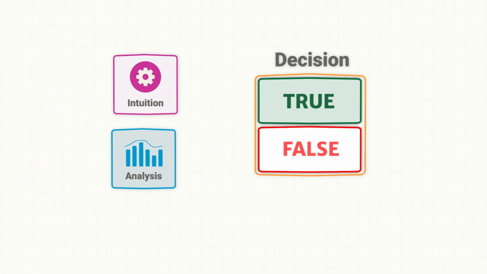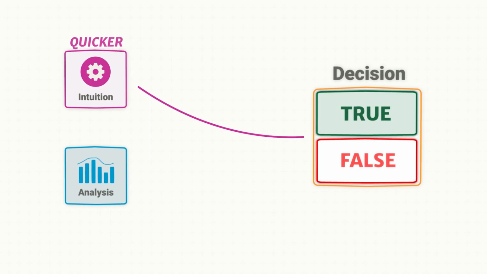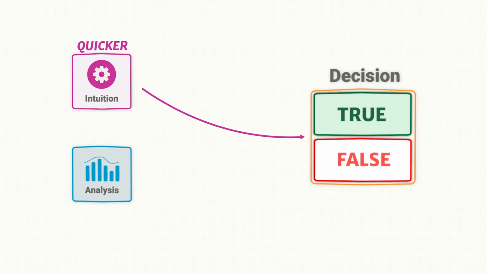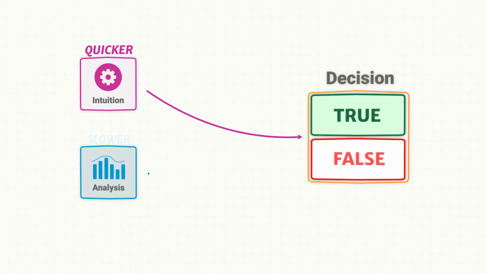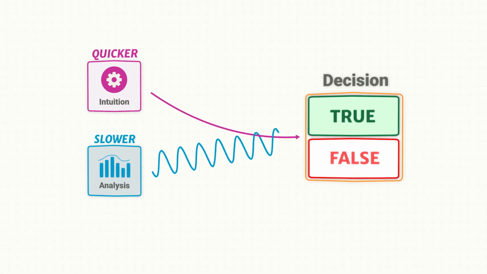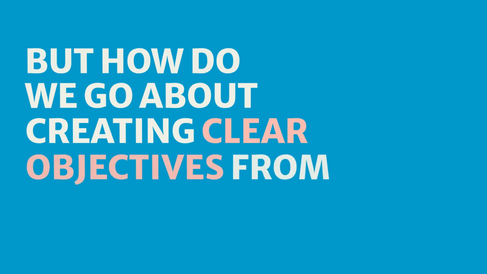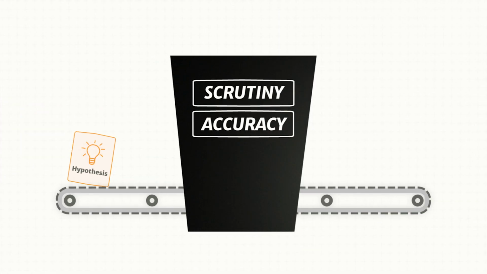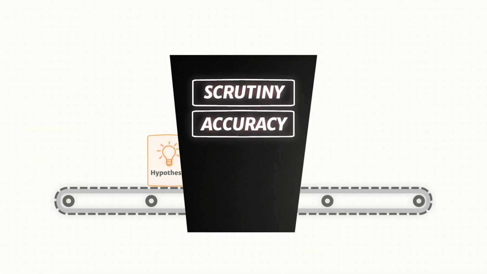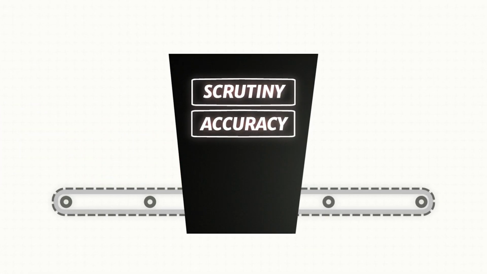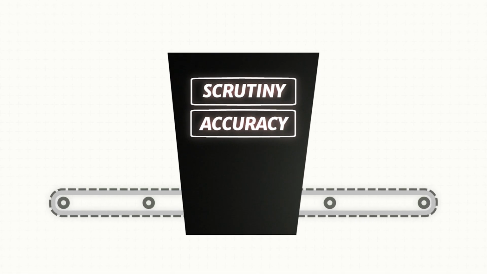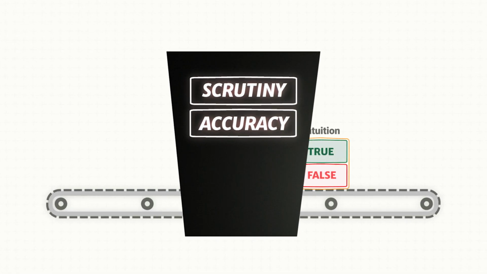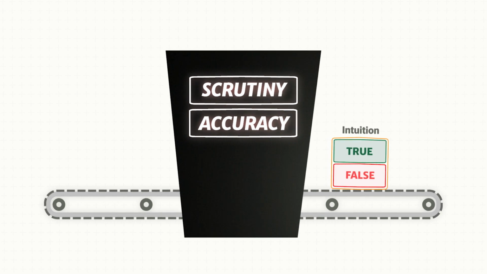Intuition often steers our decision making, as it provides a quicker route to assumptions about how a particular component functions, compared to the exhausting fact gathering and analysis. But how do we go about creating clear objectives from these intuitions? In science, these intuitions are referred to as hypotheses. Objectives are born by subjecting our intuitions to scrutiny, verifying their accuracy, and if we're fortunate, extending our objectives to explain why a certain intuition holds or is false.